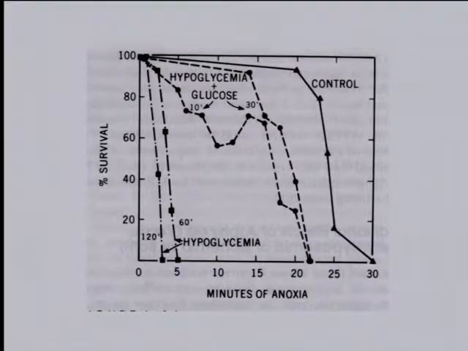This slide shows that when you have hypoglycemia, in addition to asphyxia, of course, the animals would die very quickly. If you have glucose added, they live longer. So it's very clear the combination hypoglycemia and hypoxia is the worst. At least keep the glucose levels normal or maybe even high. Next slide.